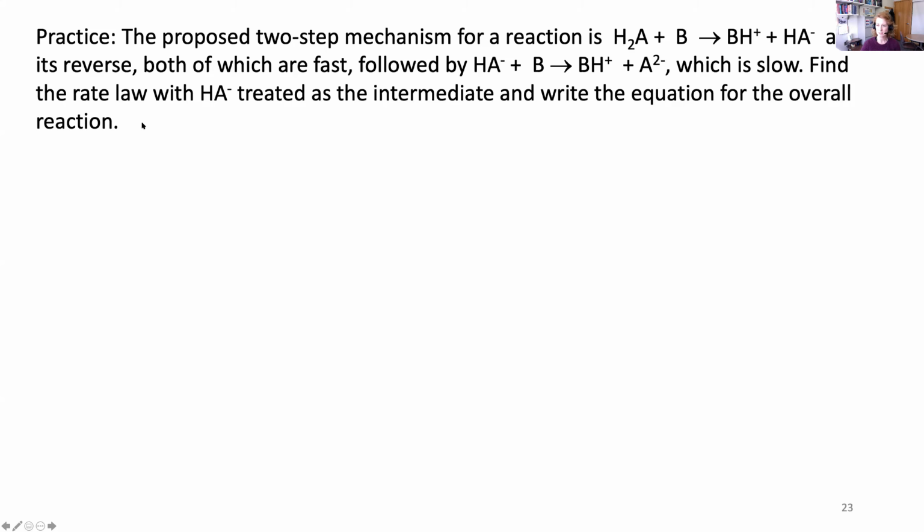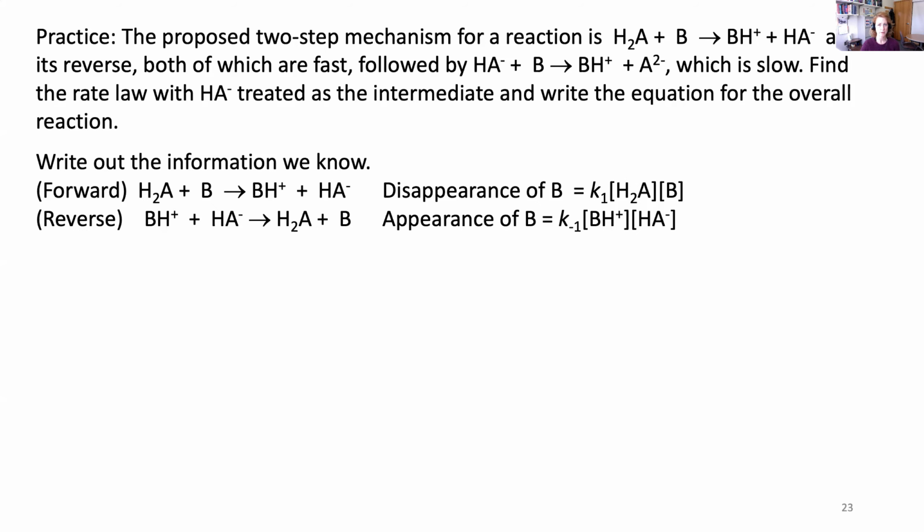Okay, so we're basically determining the mechanism for a diprotic acid deprotonation. So here's what we know. We're going to write down the first step and the reverse of the first step as the disappearance of base and the appearance of base. So the forward is going to be removing my base by protonating it, and the reverse is going to be the appearance of base by the conjugate base of the acid deprotonating the conjugate acid of the base. And so that's going to be K1 times our reagents H2A times B, and the reverse reaction is K minus 1 times the protonated base and then the deprotonated acid concentrations.